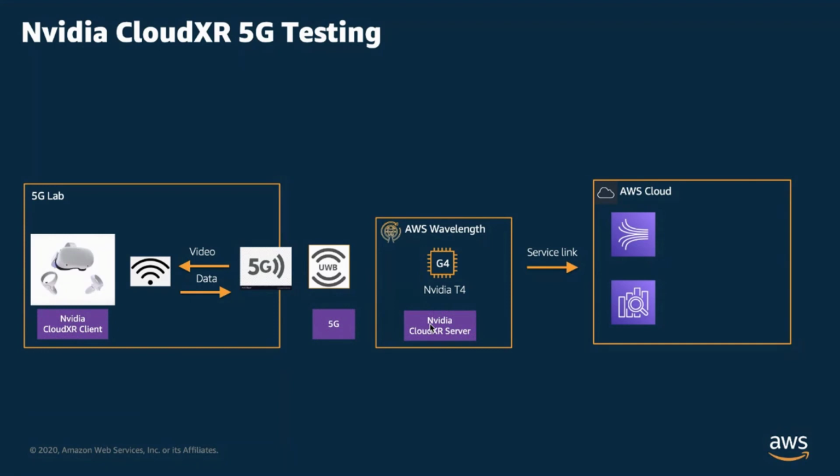So we have a CloudXR client running in an Oculus Quest 2, and then we have an NVIDIA CloudXR server running in a G4 instance in the Wavelength Zone, and they're connected using 5G, right?